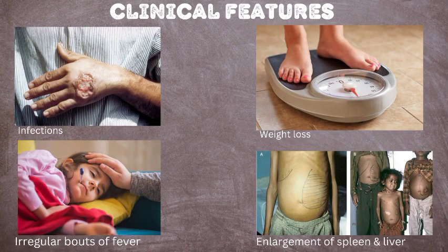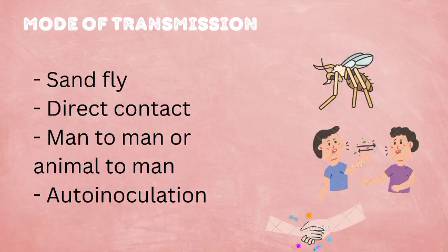Next, what are the clinical features of Leishmania tropica? If you have Leishmania tropica, it could lead to infections, irregular bouts of fever, weight loss, and could also lead to enlargement of the spleen and liver. And what is the mode of transmission of Leishmania tropica? Direct contact, man to man or animal to man, and also auto-inoculation.